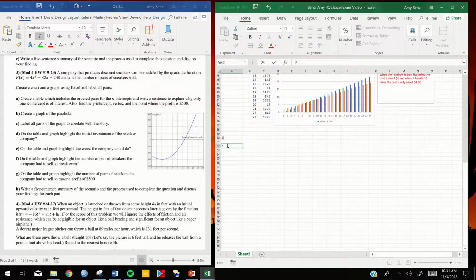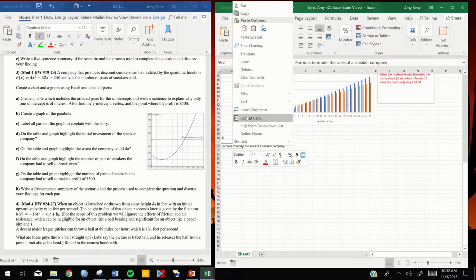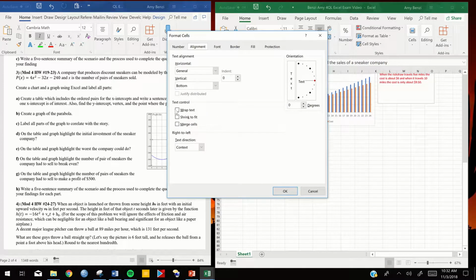So here we have the formula to model. All right. And then you probably already know I am going to format this cell and wrap the text.